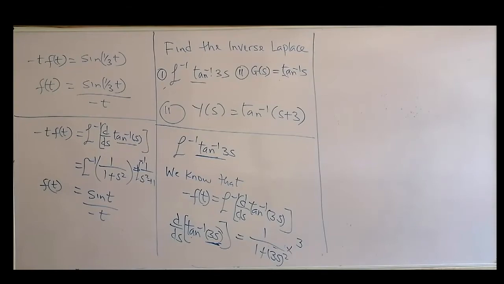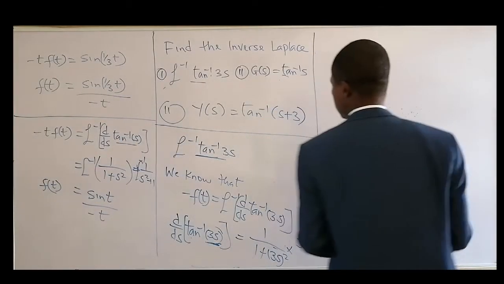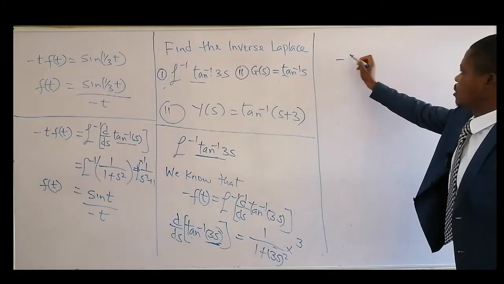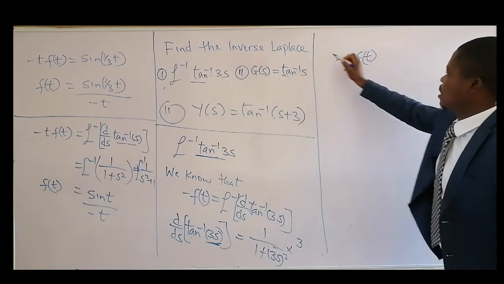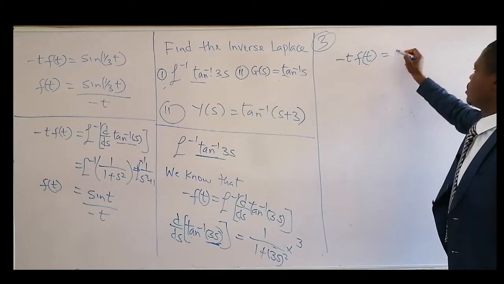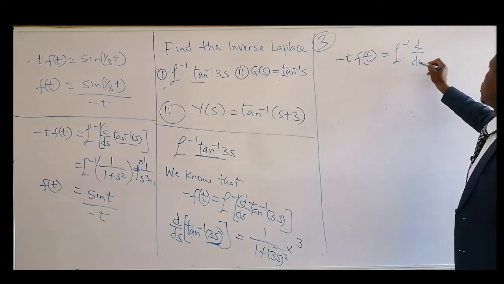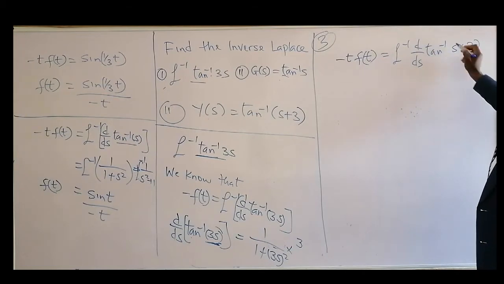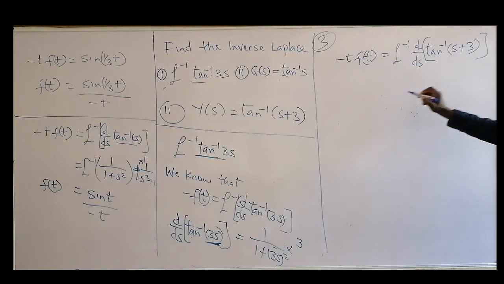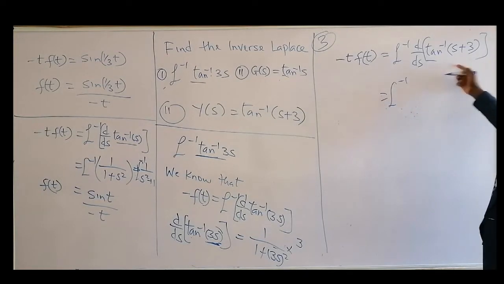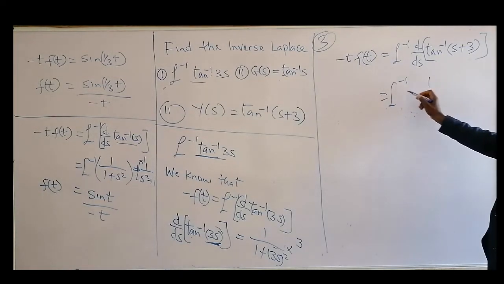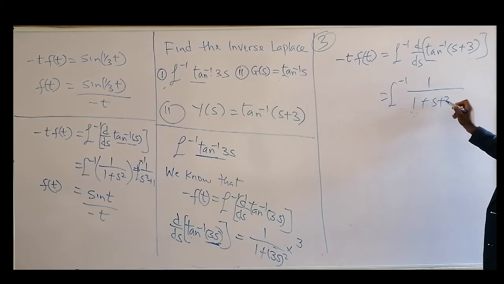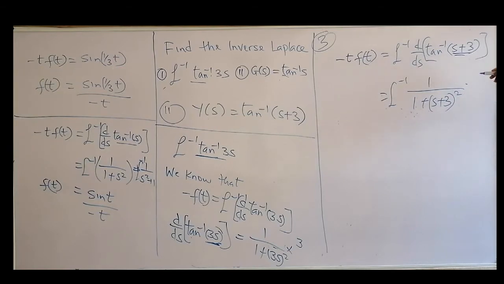The third question, same thing also. Minus t f of t equals the inverse of d/dx of arctan of x plus 3. What we need to do now is get the derivative of this arctangent, which will be 1 over 1 plus x plus 3 squared, and then times the derivative of the linear function, which is 1.